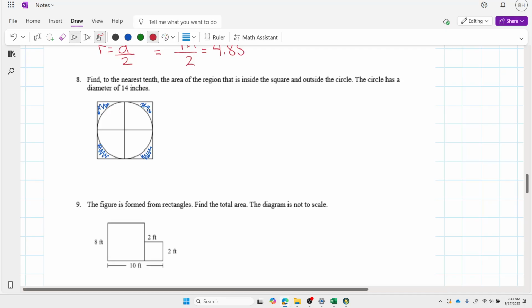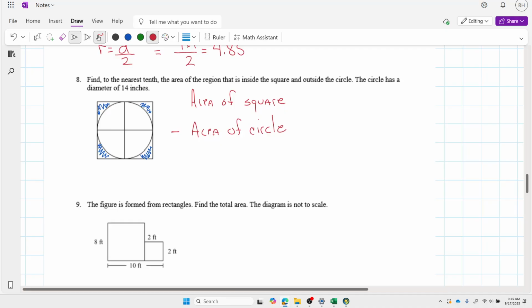In order to find the area of the blue, couldn't we take the area of the square and subtract the area of the circle? Wouldn't the area of the square minus the area of the circle give us what's left on the outside of the circle but inside the square? That would be the blue area.